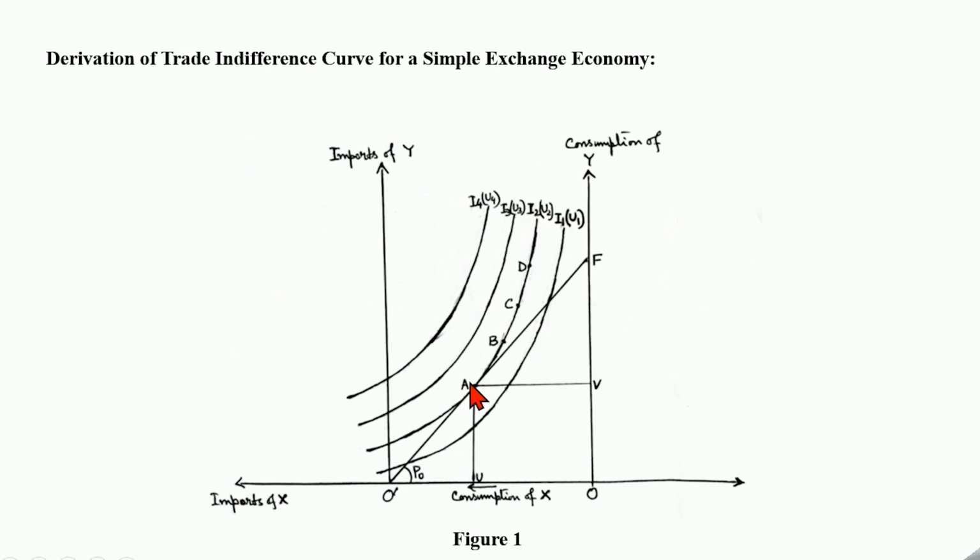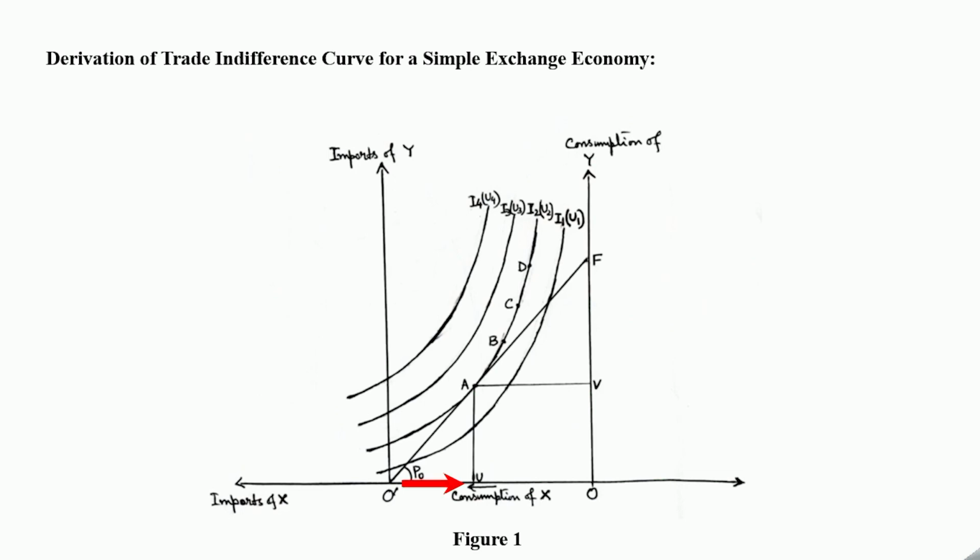Because if we consider the coordinates of the same point A with respect to origin O prime, what do we get? Exports level of commodity X, that is the endowment level of X, O prime, minus the consumption level of commodity X, that is OU. So, the volume of export of commodity X is O prime U.